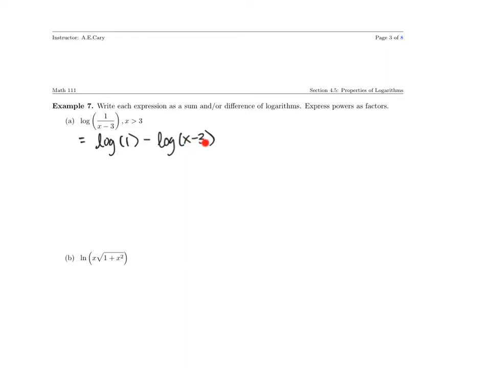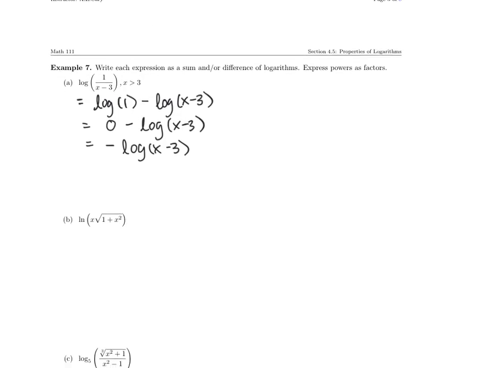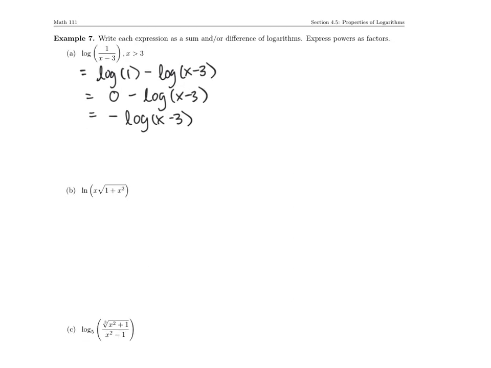Okay, so let's see what we can do. We don't have any rules for when we're subtracting inside of a log, so we're going to leave that be. But log of 1, that's from our very first page. We know that log of 1 is going to give us 0. So this is 0 minus log of x minus 3, or you can just write negative log of x minus 3. And we're just going to leave it there. We're not solving for x, so we don't need a solution set. This is as much as we could possibly expand. Let's try another one. So if we look at part B, we're now dealing with a natural log.